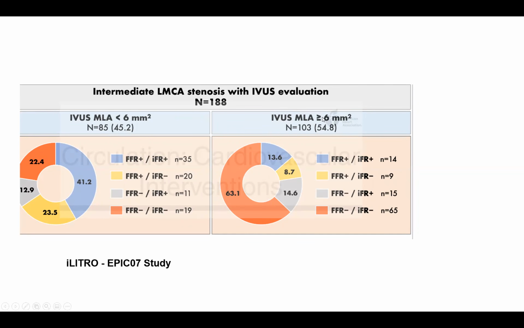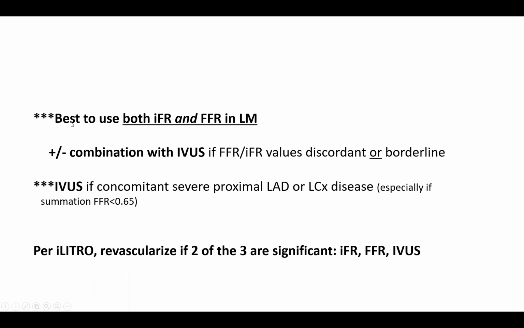Conversely, even in patients with high MLA over 6 millimeters square, you had about 13% of patients with positive both FFR and IFR. This shows you how difficult it is to assess the left main. And this is my take on all of this. It's best to use both IFR and FFR in left main disease and combine it with IVUS if FFR and IFR values are discordant or if you have borderline value.